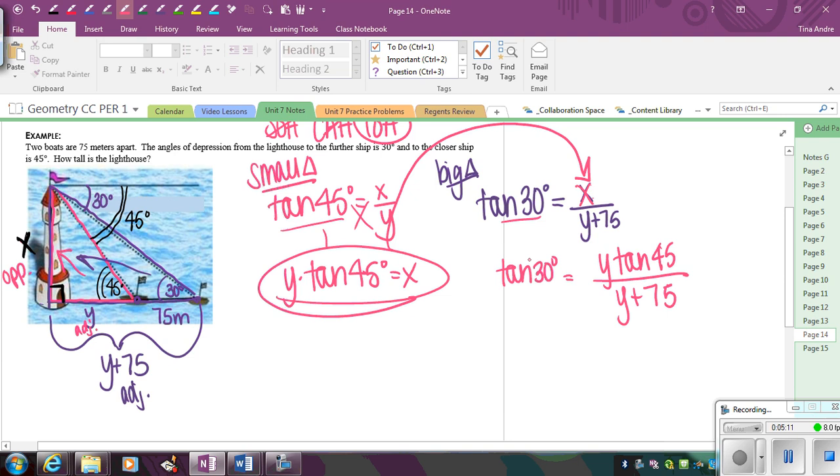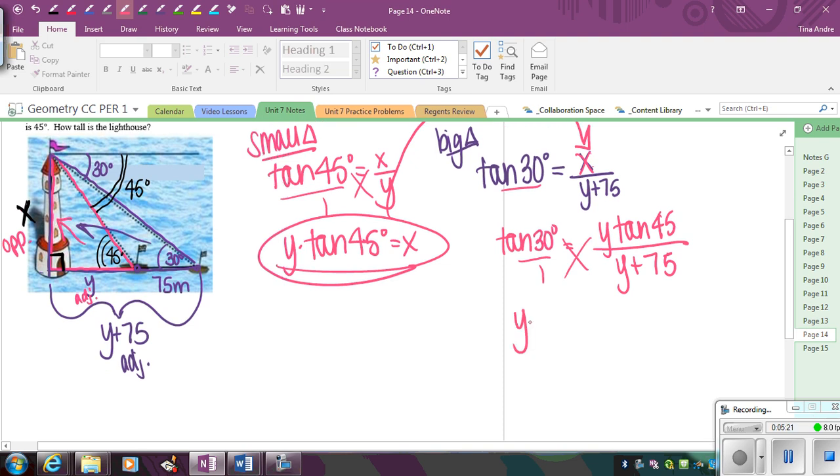It looks a little bit more complicated, but remember, tan of 45 and tan of 30 are just numbers. So this is just a proportion, really, that you're solving. So we're going to cross multiply. So we end up with y times tan of 45 degrees is equal to, and this is going to have to go in parentheses because it's a binomial, so it's going to be tan of 30 degrees times y plus 75. And what I need to do is distribute that tan of 30.